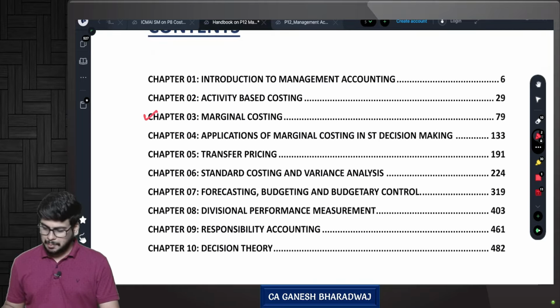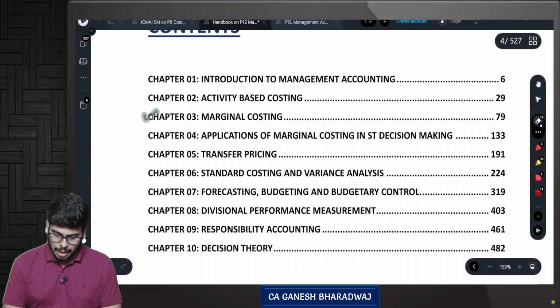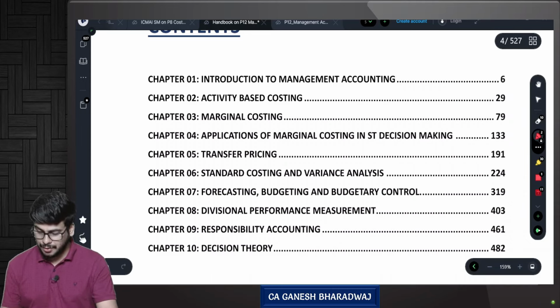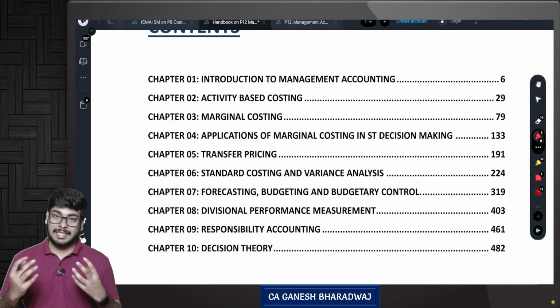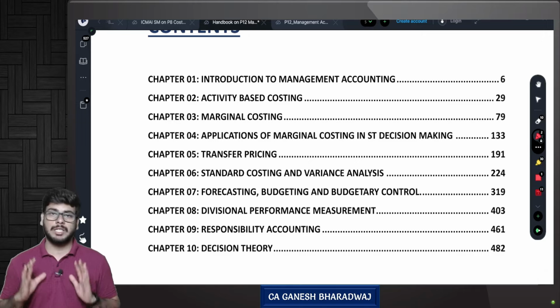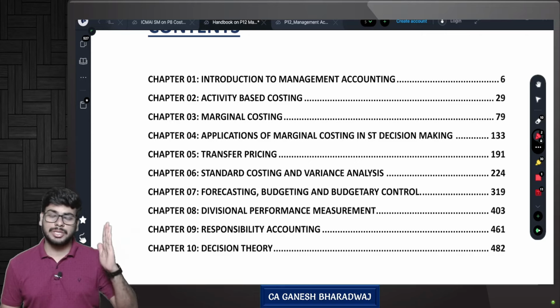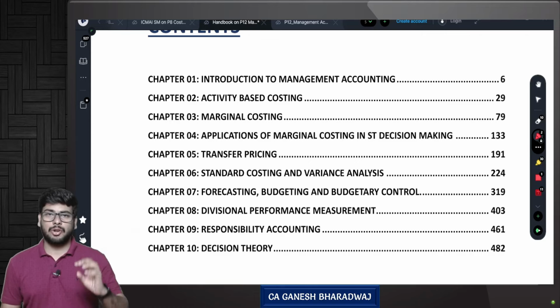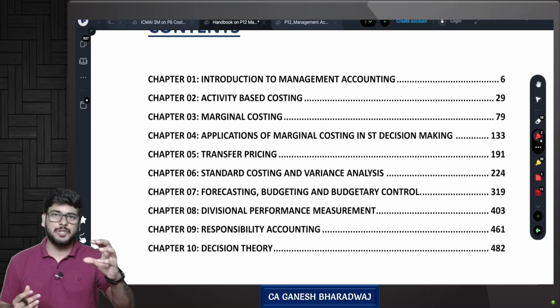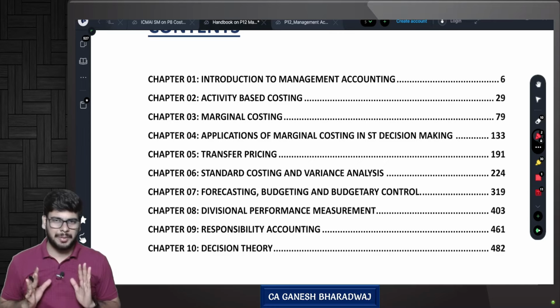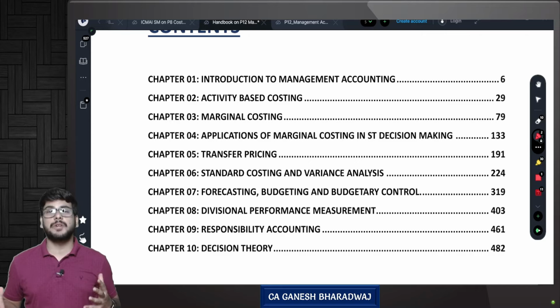Now, I told you that this particular paper, management accounting, has been introduced as a separate paper for the very first time. It has been introduced as a separate paper for 100 marks for the first time. Earlier, under the old syllabus 2016, there was a paper called cost and management accounting, 50 marks, and financial management, 50 marks. In that, management accounting had only some topics, so not this much detail.